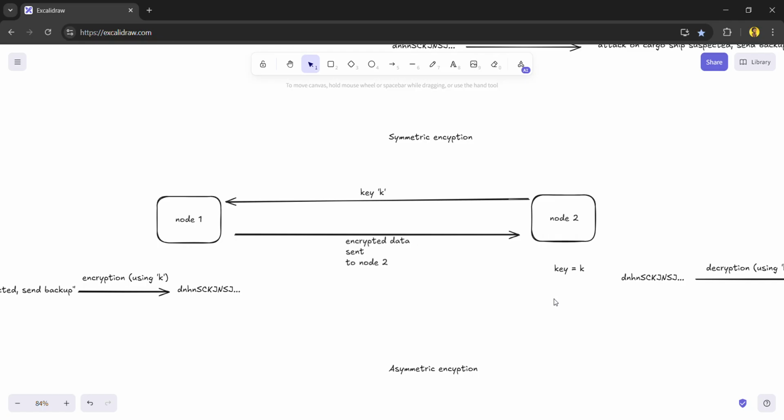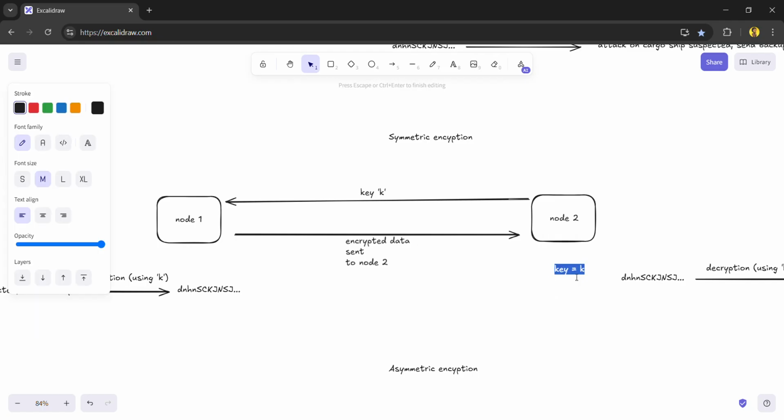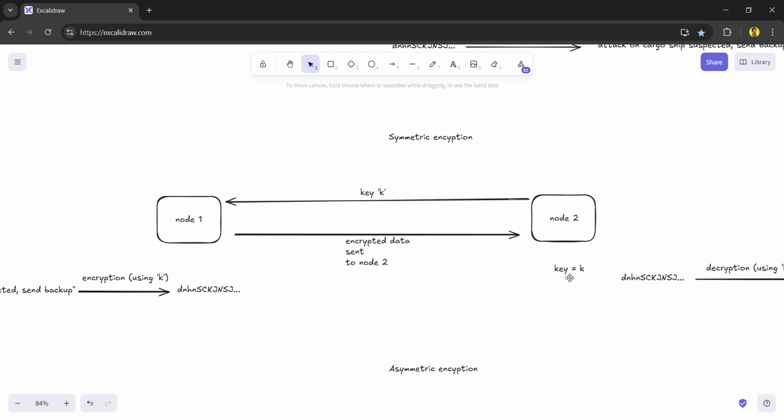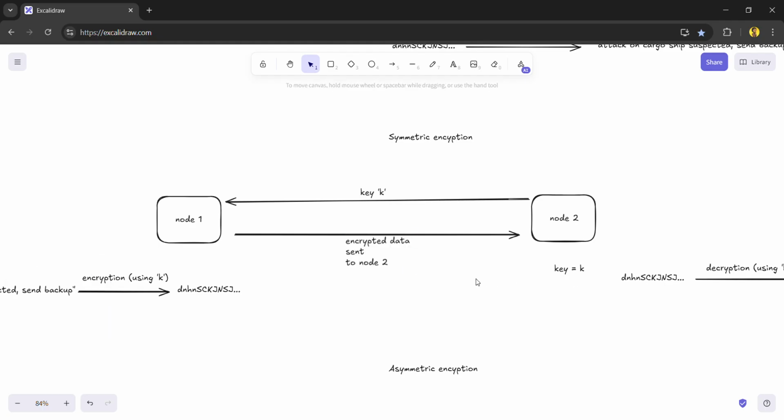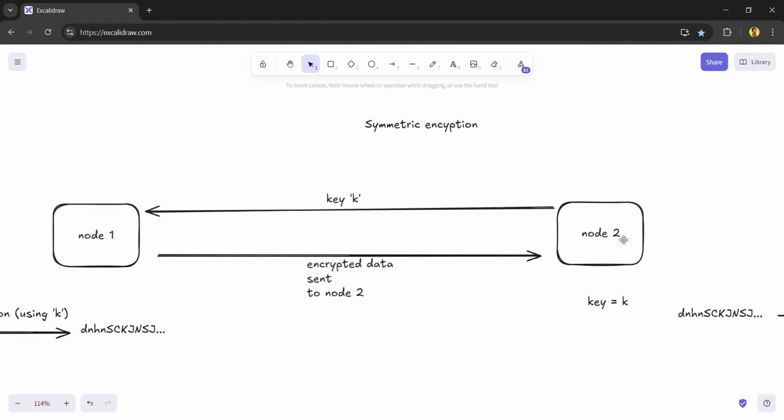Now here's the thing, only a node or an entity with this key can encrypt or decrypt the data, which means that if anybody is in transit and if anybody is able to access this encrypted data, they won't be able to decrypt this data because they won't have access to this key. Now, this works fine if node 1 and node 2 are ever able to physically meet and exchange these keys.